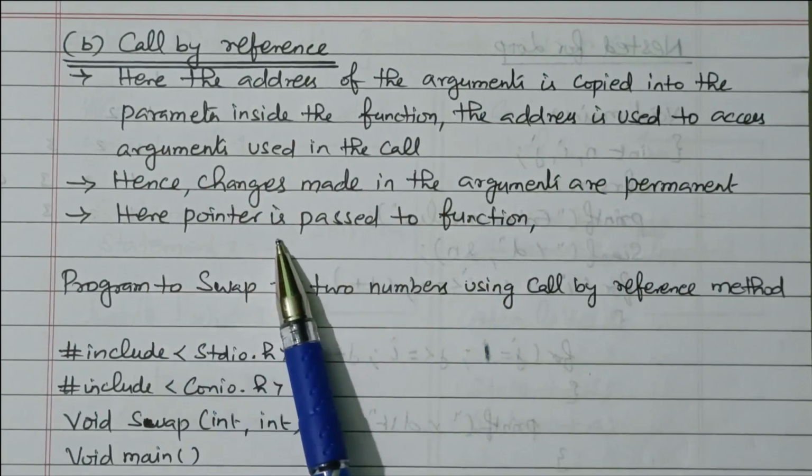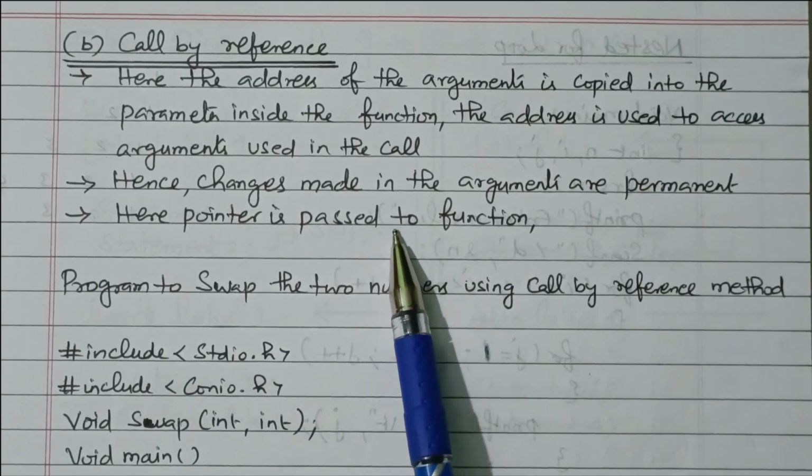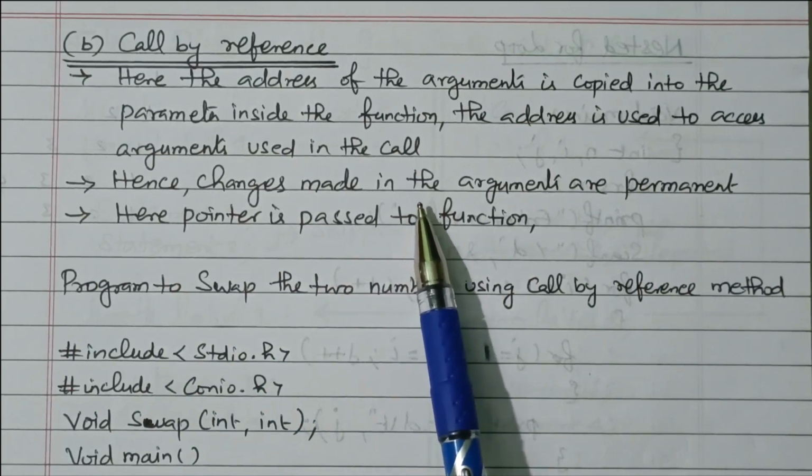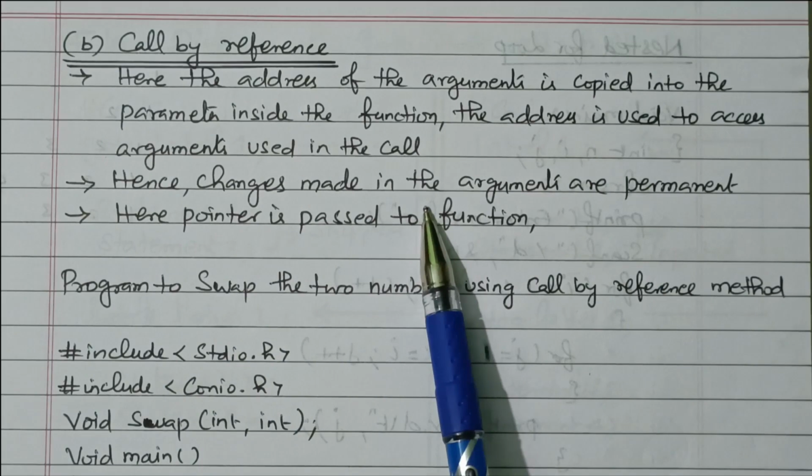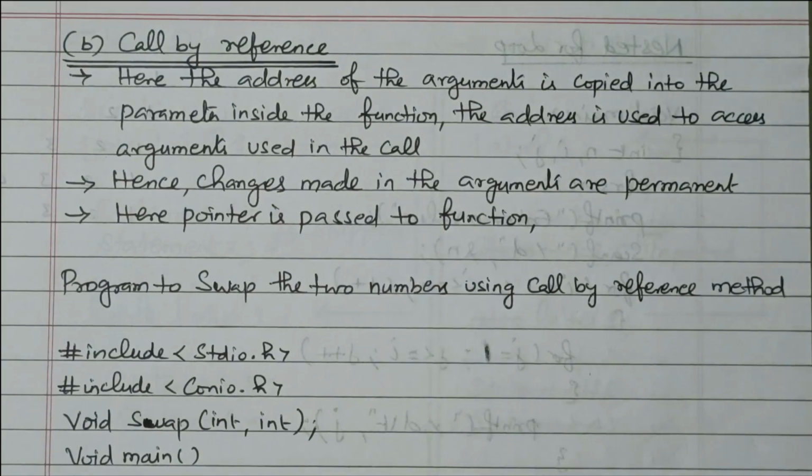Here pointers are used to pass to the function. So we are sending the address, not a copy. So any changes made will be permanently changed, and that will reflect in the main program also, right? Now we'll see the program.